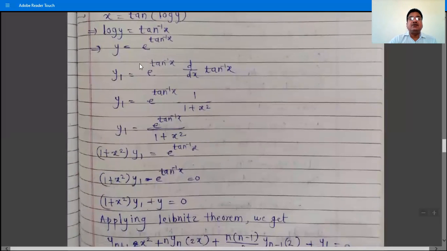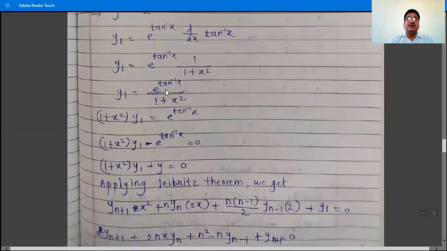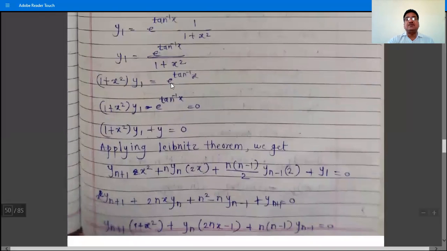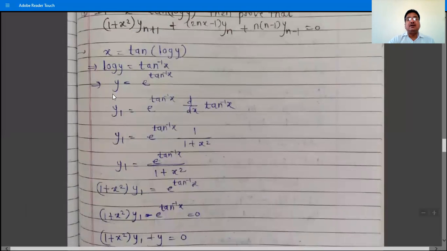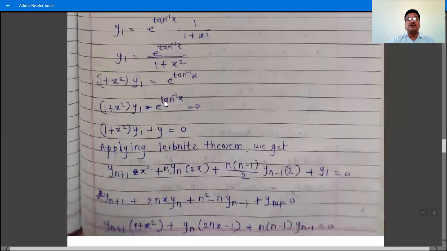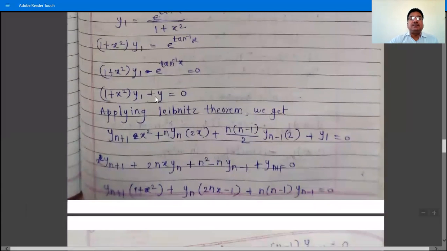So what is the derivative of this quantity? y1: the derivative of e raised to tan inverse x is e raised to tan inverse x into the derivative of tan inverse x, which is 1 by 1 plus x square. And so we have y1 is e raised to tan inverse x divided by 1 plus x square. Shift this 1 plus x square to LHS, we have this, and then adjust y. y is what? y is e raised to tan inverse x, so substitute e raised to tan inverse x as y. So we have this equation: (1 plus x square) y1 minus y is equal to 0.